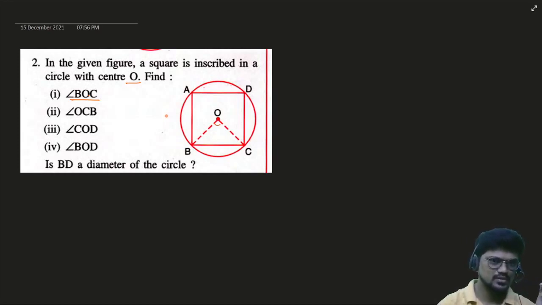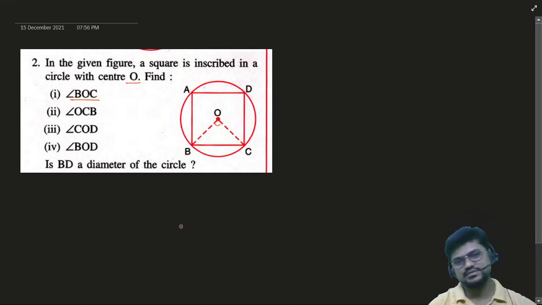Sir, angles of a square all are 90 degree, no? Yeah, sir, so is that fine? But this is the middle angle, no? Sir, if we get any of the angles ABCD, then we'll get O. That will be double. But how to get?